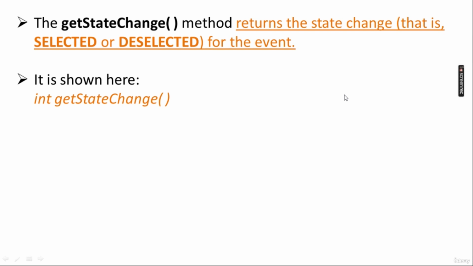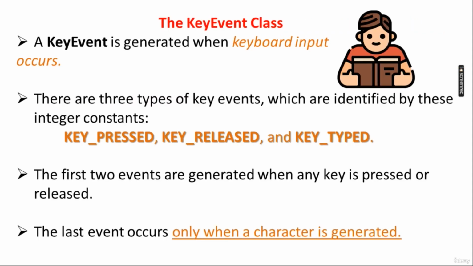The getStateChange method returns the state change that is selected or deselected for the event. So selected as well as deselected will be returned by getStateChange. It is shown as an integer, getStateChange.